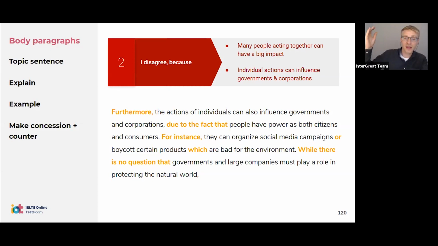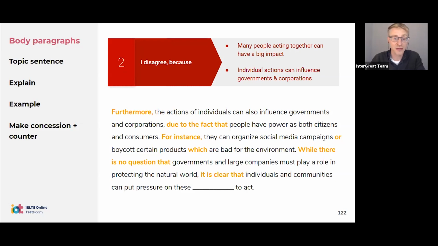Okay, so here I'm giving the opposite view, right? I'm saying, yes, we know governments must protect the natural world, right? It's true, of course. I'm not blind. However, and this is the counter, it is clear that individuals and communities can put pressure on these corporations, agencies, organizations to act. Very good, Carolina, exactly, on these organizations to act.